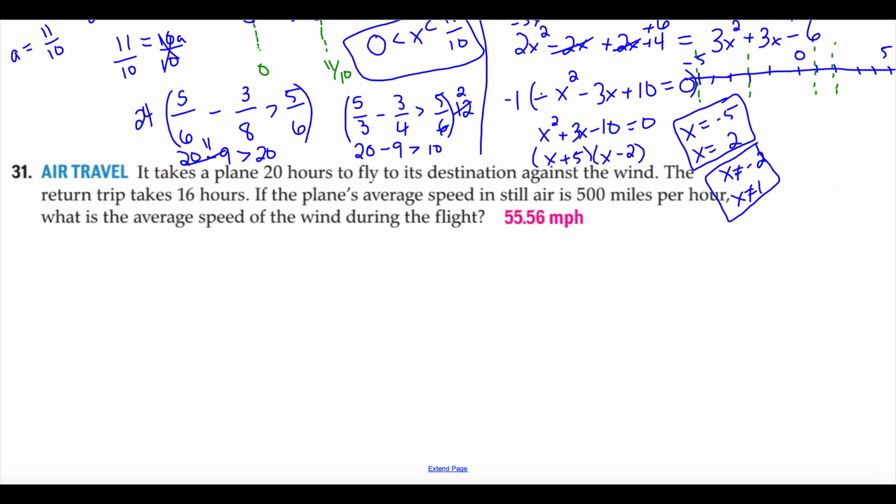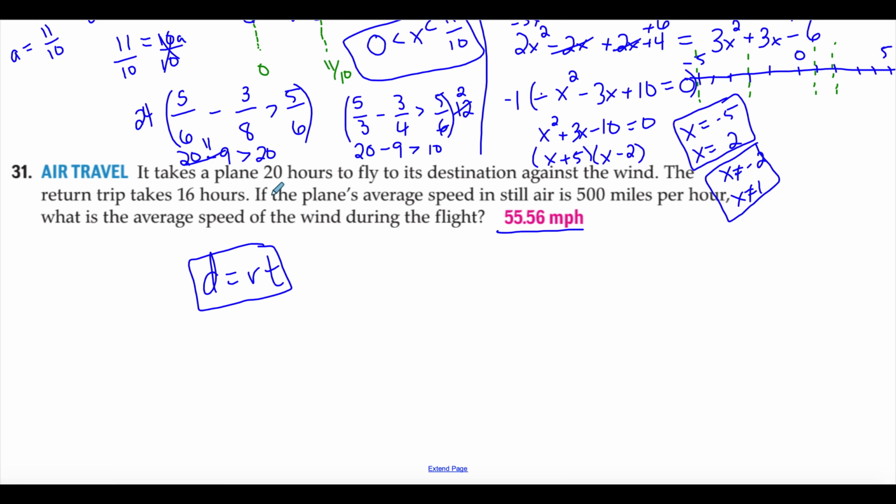I'll set this one up and you can finish solving it out. So I have the answer there. You're going to have to follow along and show the work. Okay, so a plane takes 20 hours to fly to its destination against the wind. The return trip takes 16 hours. If the plane's average speed in the air is 500 miles per hour, what's the average speed of the wind during the flight? Okay, so we're going to need to use distance equals rate times time for this problem.